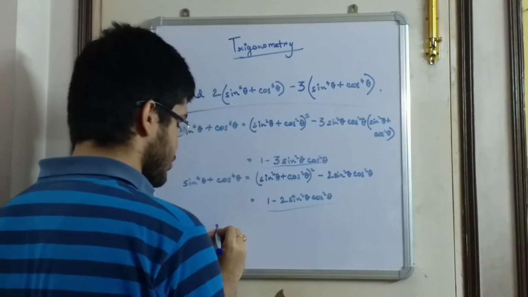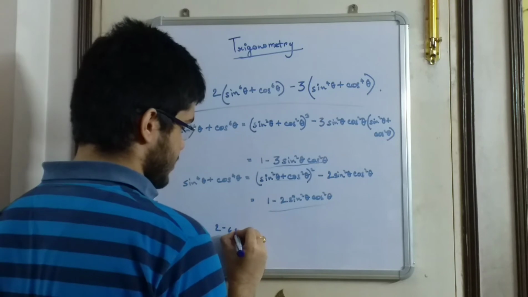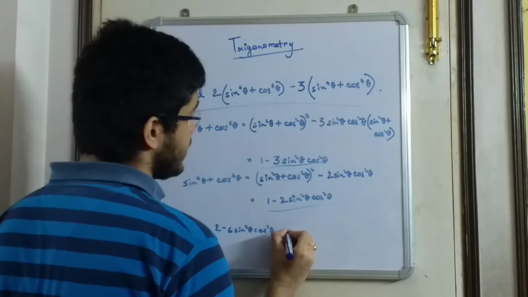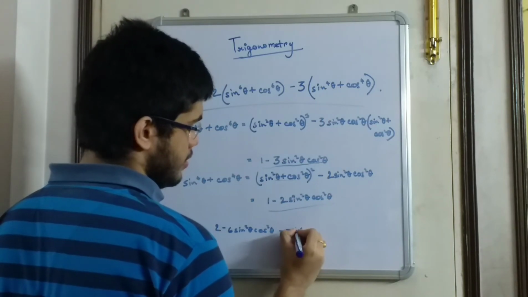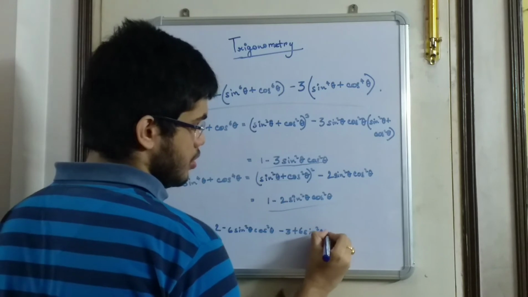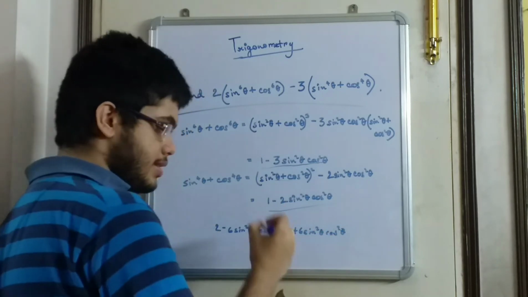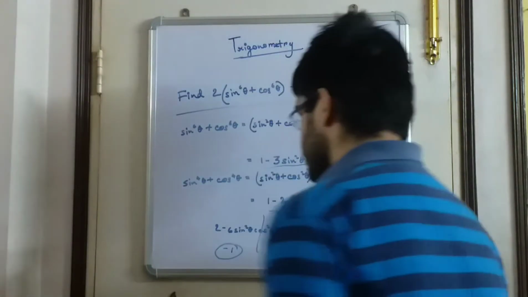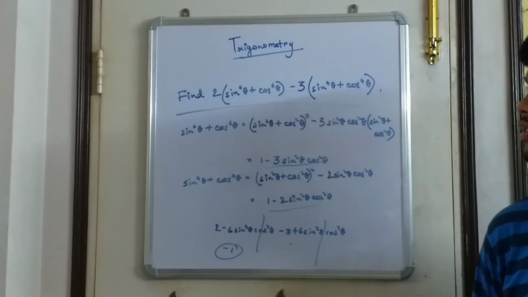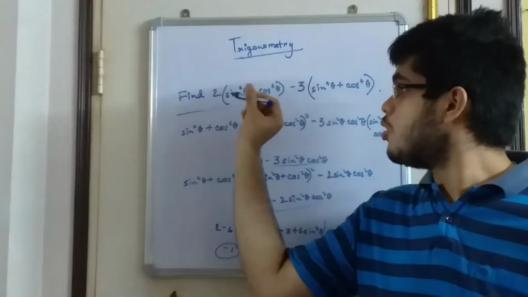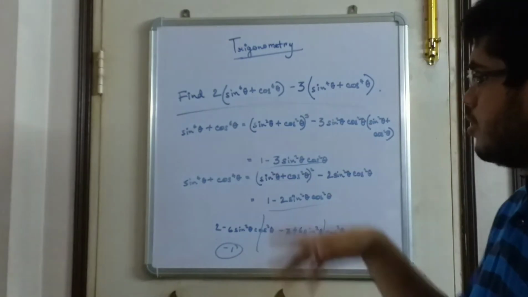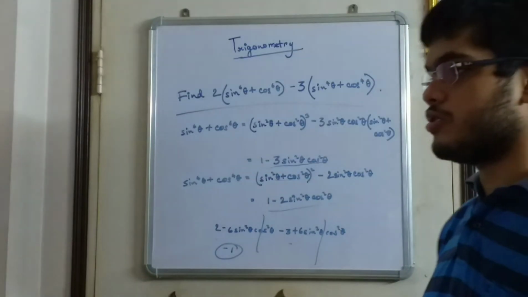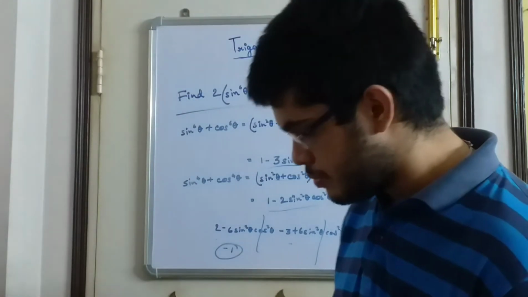So that will become 2 minus 6 sin square theta cos square theta minus 3 plus 6 sin square theta cos square theta. So 6 sin square theta cos square theta gets cancelled, and 2 minus 3 is minus 1. So minus 1 is the answer. I think you have got it. Minus 1 is the answer of this whole expression. Simple. Only the formula of a plus b whole square, a plus b whole cube, and sin square theta plus cos square theta is equal to 1. Just using these three concepts.